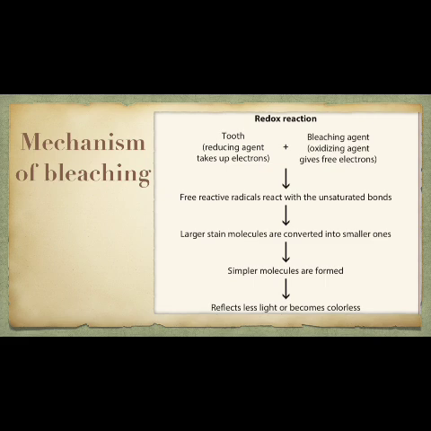For that, a redox reaction will happen. The tooth itself is a reducing agent. It takes up electrons, and the bleaching agent which we are using is an oxidizing agent which gives free electrons. Then free reactive radicals react with the unsaturated bonds in the teeth. Then larger stained molecules are converted into smaller ones. Then simpler molecules are formed. This reflects less light or becomes colorless.